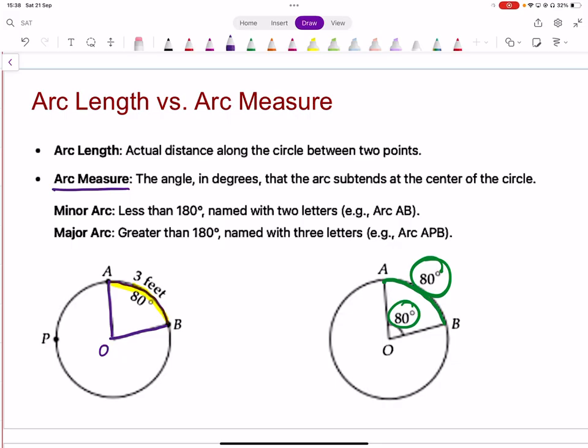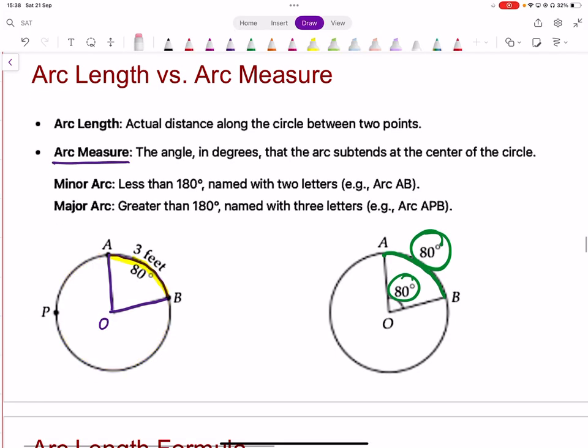Now, minor arc is the arc that has an angle less than 180. Major arc is the arc that has an angle greater than 180. Generally, when they refer to major arcs, they will be referring to this point on the other side like this as well. So for major arc, they would write APB instead of just writing AB, just to make it clear that they're talking about the major arc. So they include the letter P in there as well.